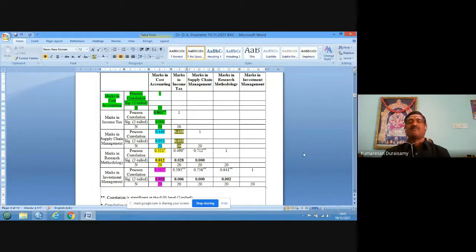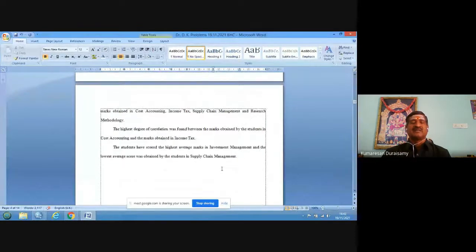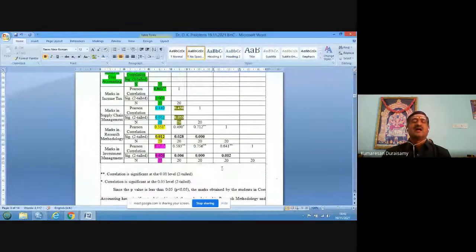And the final pair of comparison is research methodology and investment management, where the coefficient of correlation is 0.641, that is 64.1% of relationship exists between investment management and research methodology. It is significant at 1% because the p-value is 0.002. That is what I have given you here. Right.